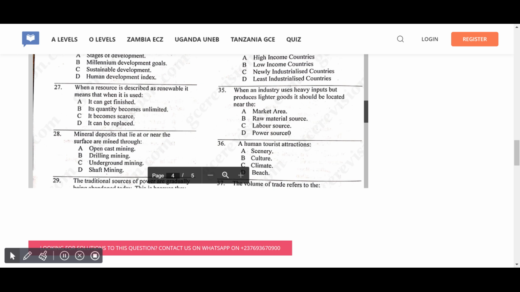Question 35. When an industry uses heavy inputs but produces light goods, it should be located near the... The answer is B. Should be located near the raw material source.